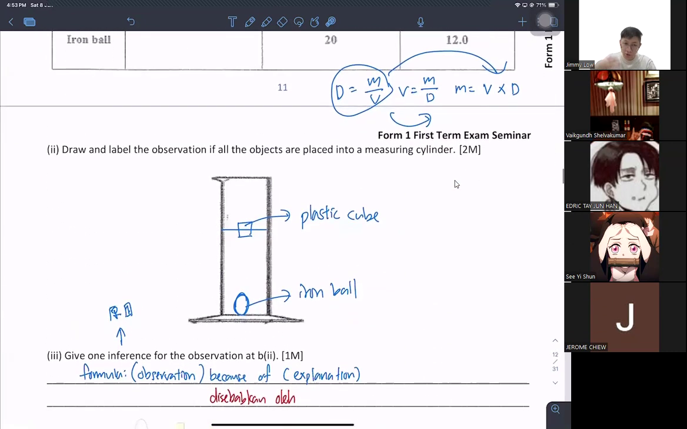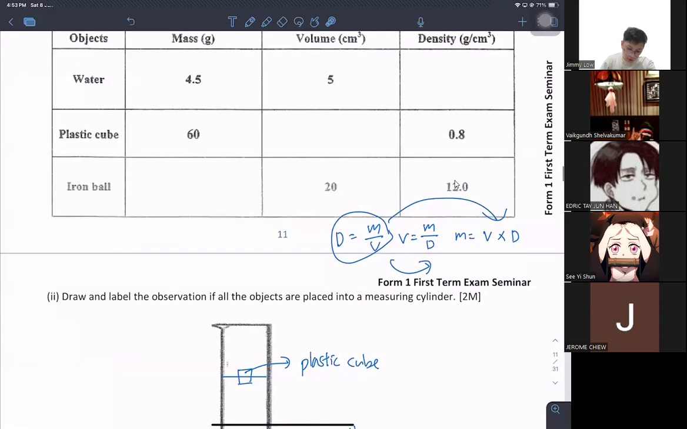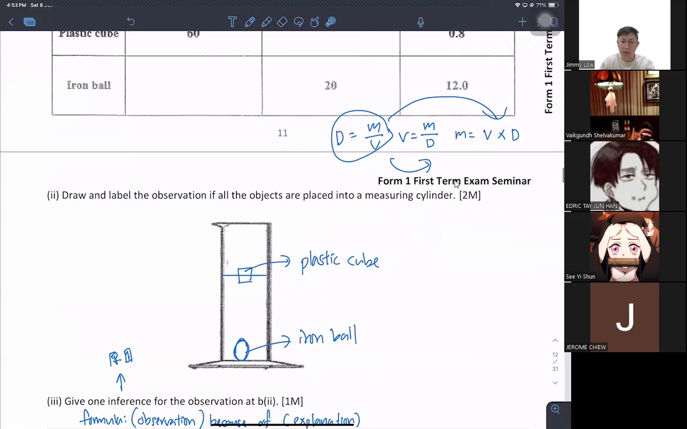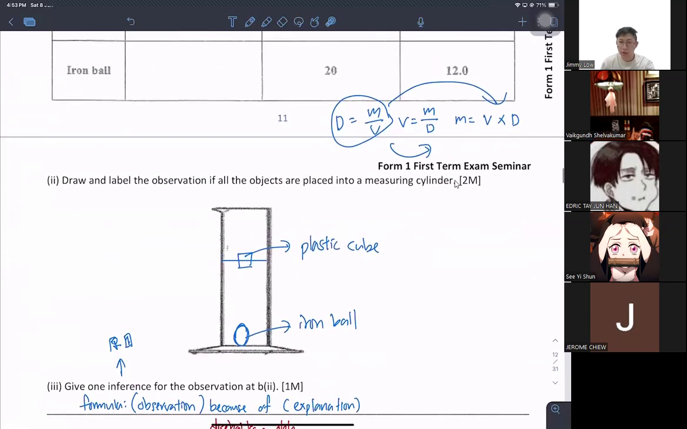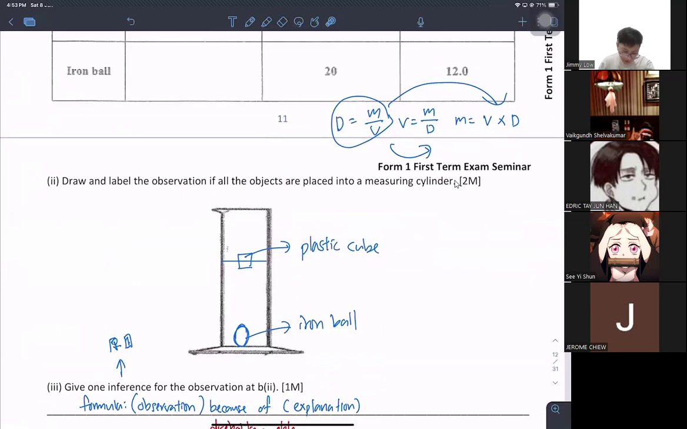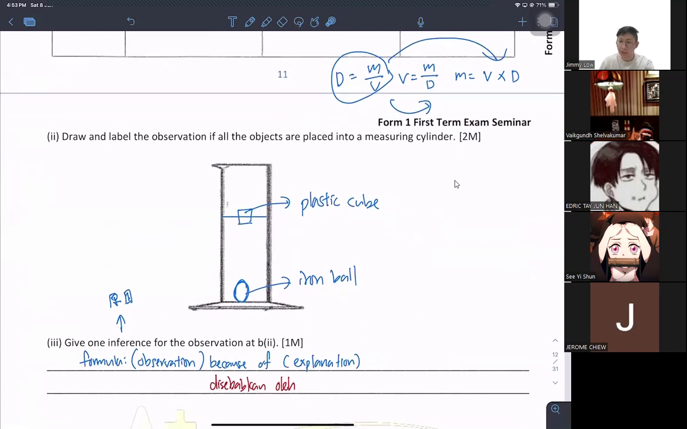When the question asks you to sketch, to label the observation here, the lowest density should be at the highest position. So the plastic cube should be the highest one. The one with the highest density, the iron ball, should sink at the bottom of the water, because it has the highest density.